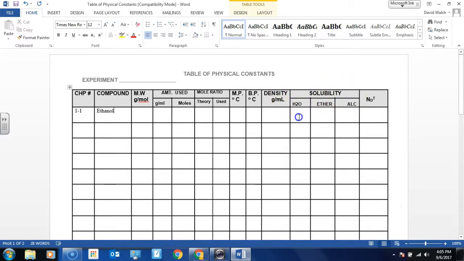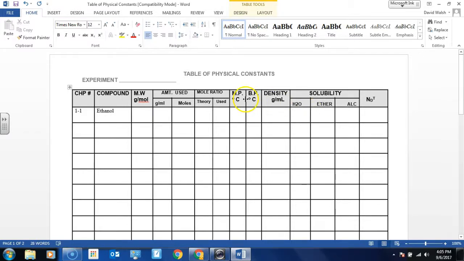You want to know if it's soluble in ether, okay, or water, ether. And in this case, what we're looking for is just a yes or a no, okay? We're not necessarily looking for slightly soluble or a level. We're just looking, is it soluble or not soluble?